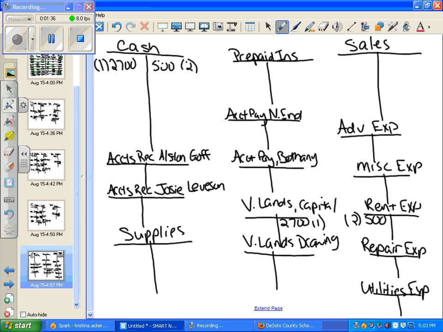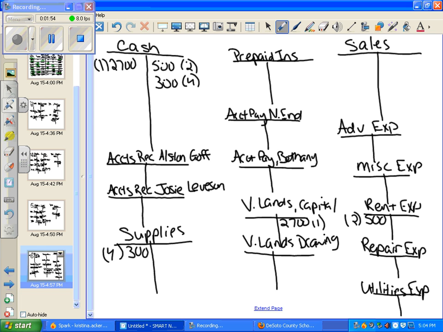On the 4th, we paid cash for supplies. Our cash is going to decrease with a credit, so we're going to credit cash $300 and put a 4 in parentheses next to it. And our supplies are going to increase with a debit, so we're going to debit supplies $300.